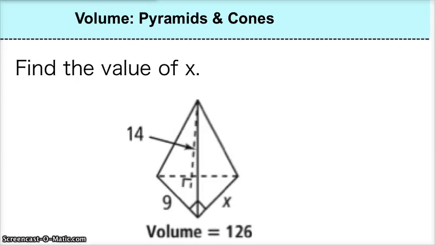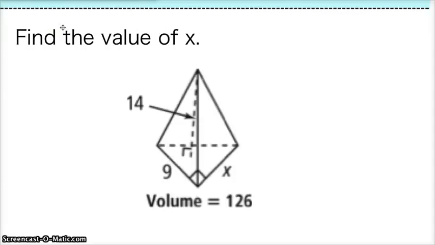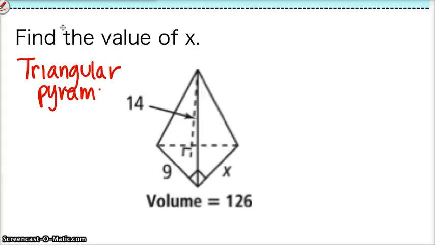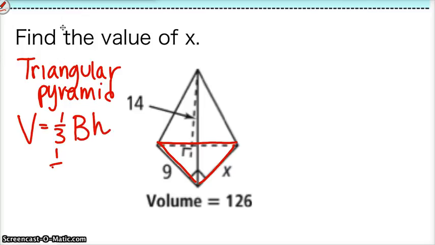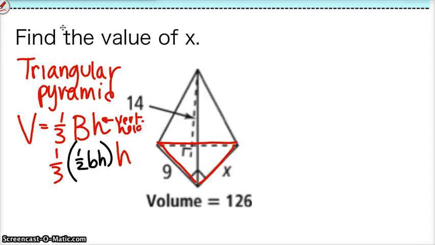Last one. It says find the value of x. This is a triangular pyramid. And I know that because this bottom is a triangle. We find the volume of a triangular pyramid by 1/3 capital BH. But since that capital B is a triangle, I can use 1/2 base times height, and then this h here is the vertical height of the whole thing. So plug in what you have and solve for what you don't.